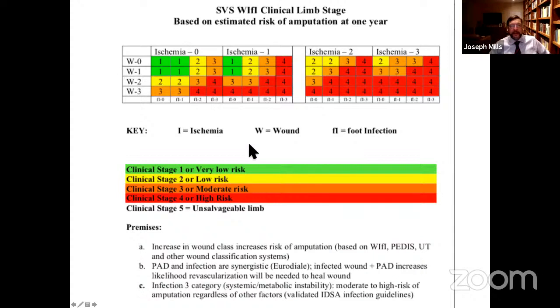And then we asked, there were 16 members of the Global Guidelines, or the SVS Lower Extremity Guidelines Committee, and I sent them this and said, look, ignore Rutherford and ignore Fontaine, and go with me for a minute and pretend that we can do this.